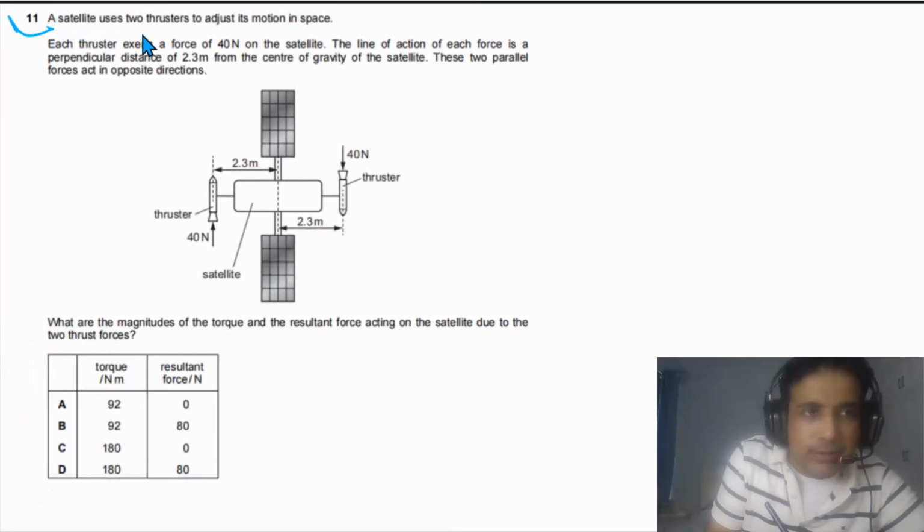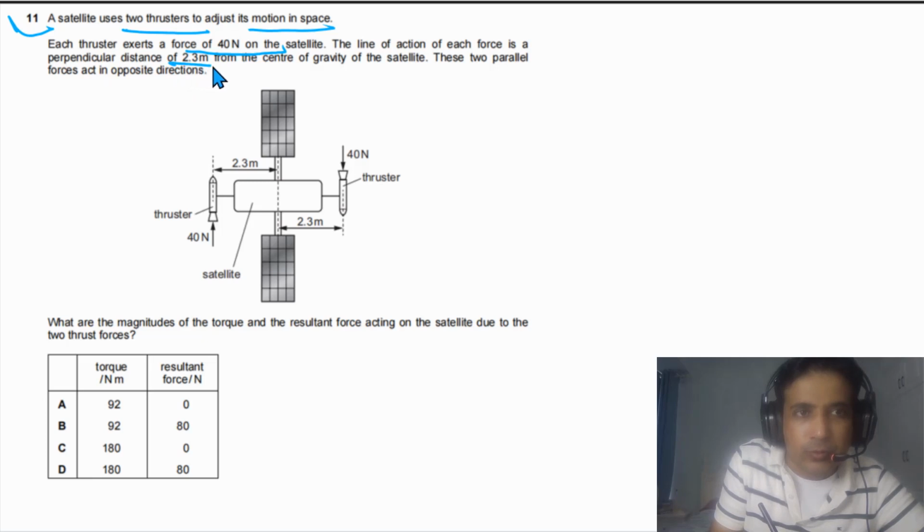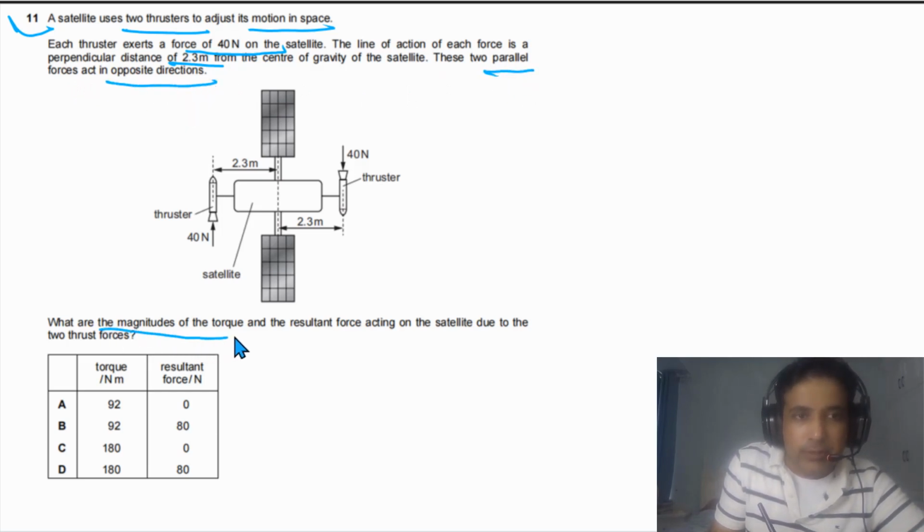Question number 11 says a satellite uses two thrusters to adjust its motion in space. Each thruster exerts a force of 40 newtons on the satellite. The line of action of each force is a perpendicular distance of 2.3 meters from the center of gravity of the satellite. These two parallel forces act in opposite directions. What are the magnitudes of the torque and the resultant force acting on the satellite due to the two thrust forces?